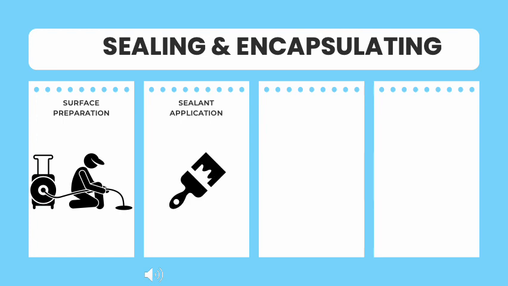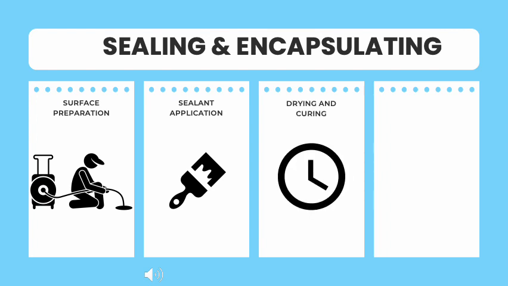The sealant or encapsulant should be applied to cover the entire surface of the asbestos-containing material. All edges, joints, seams, and areas prone to fiber release should be adequately coated to create a continuous and uninterrupted barrier. The sealant or encapsulant needs sufficient time to cure and form a durable barrier. The curing time may vary depending on the specific product used and environmental conditions. After the sealing or encapsulation process, a thorough inspection should be conducted to verify the effectiveness and quality of the applied material. The inspection should include checking for any missed areas, gaps, or signs of damage.